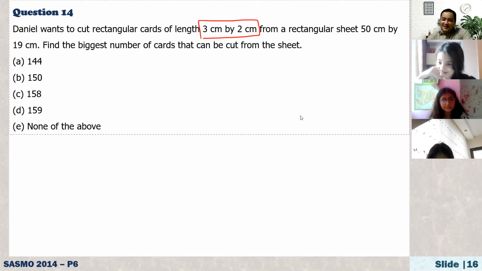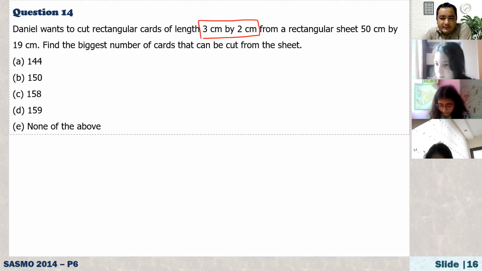Leila, why is it C? Why? Did you really solve it? Yeah. Wow, Leila's answer is correct. Why 158? Can you tell me the reason? How did you get 158?